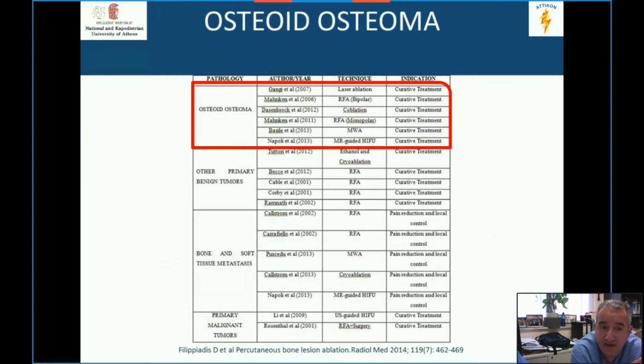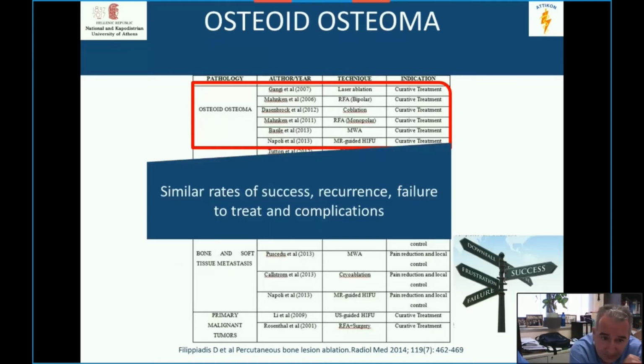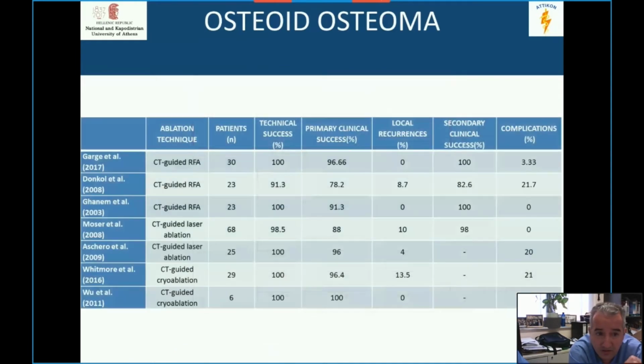Nowadays, in the literature, you can find numerous studies for osteoid osteoma ablation using a wide variety of techniques, including laser, radiofrequency, plasma radiofrequency, microwave, cryoablation, or MR-guided HIFU. And all these are reports. They include a higher or lesser number of patients, but all of them have in common very high safety and efficacy rates. All these techniques, from laser and radiofrequency to microwave, cryo, and HIFU, are governed by similar rates of success, recurrence, failure to treat, and complications.